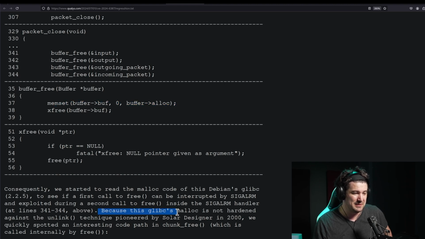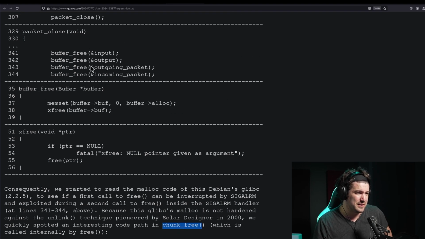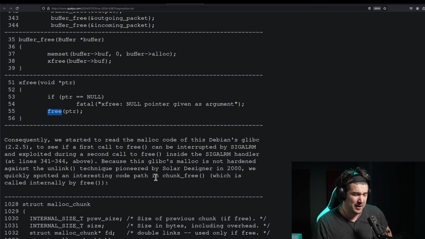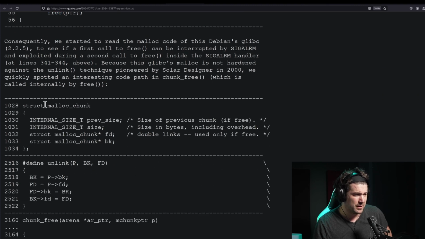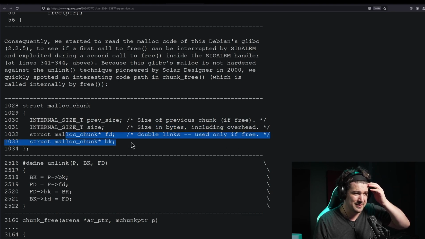Because glibc's malloc is not hardened against the unlink technique pioneered by Solar Designer in 2000, we quickly spotted an interesting code path in chunk_free, which is called immediately by free. I don't know what chunk_free is. An interesting code path in chunk_free. Chunk_free isn't in here, is it? Yeah, so this must be in one of these like memset or in free. Not sure. Okay, yeah. So this is just the forward, backwards pointers here. The size of the previous chunk, if free, size in bytes, including overhead, double linked list. That's what it looks like.